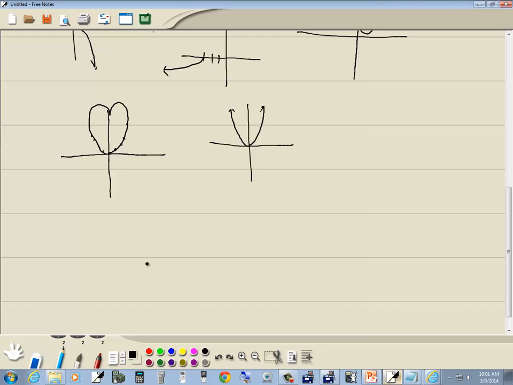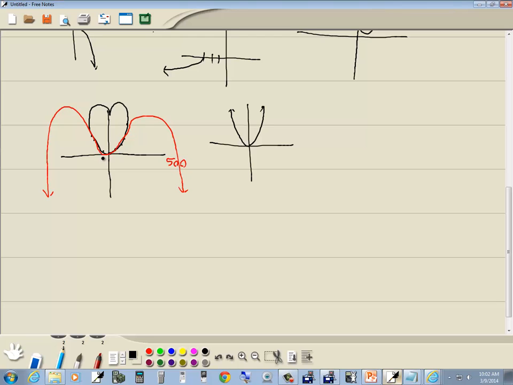You just didn't plot enough points. Maybe what it looks like is this right here. You just didn't plot enough points. Maybe where this is coming down is at x equals 500. You just needed to put 500 points in your t-chart, and you would have seen it come back down.